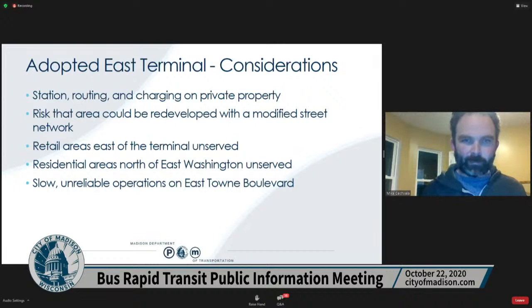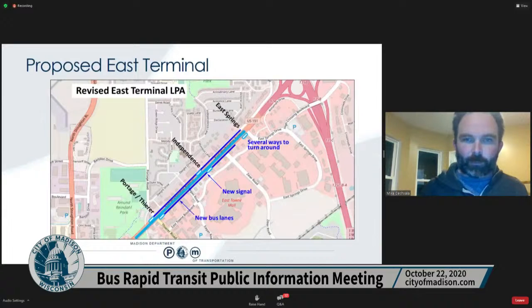There are retail areas east of the terminal that would be unserved, and residential areas north of East Washington would not have effective service from the BRT system. Also, there would be some concerns of slow, unreliable operations on Easttown Boulevard as it makes the turns, goes through the stop signs and stops in the mall. So this is the revised plan that we are now investigating.